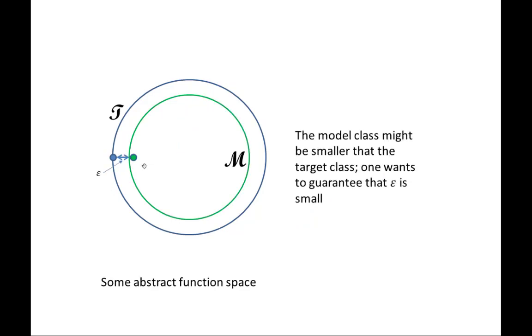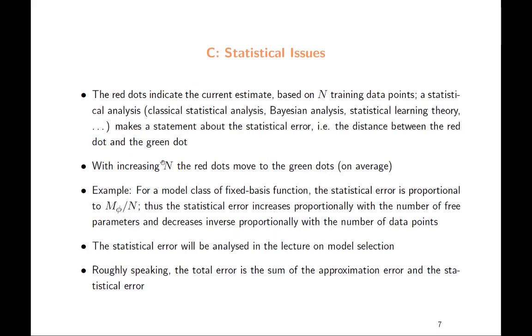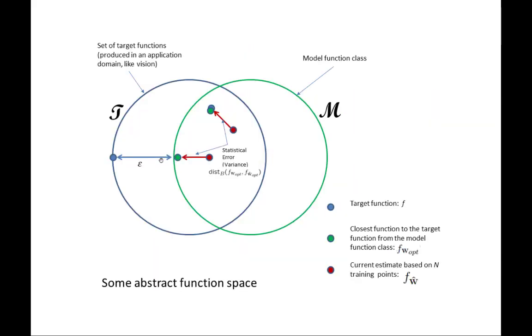This maybe is a more typical example. So the target function class is larger than the model function class, and we want to have a model class where, in the worst case, this epsilon is small: the distance between the worst case function in the target class and the best fitting one in the model class.